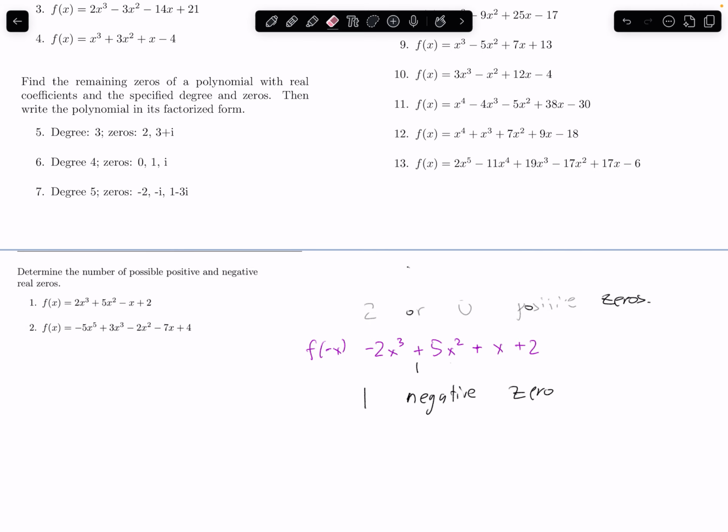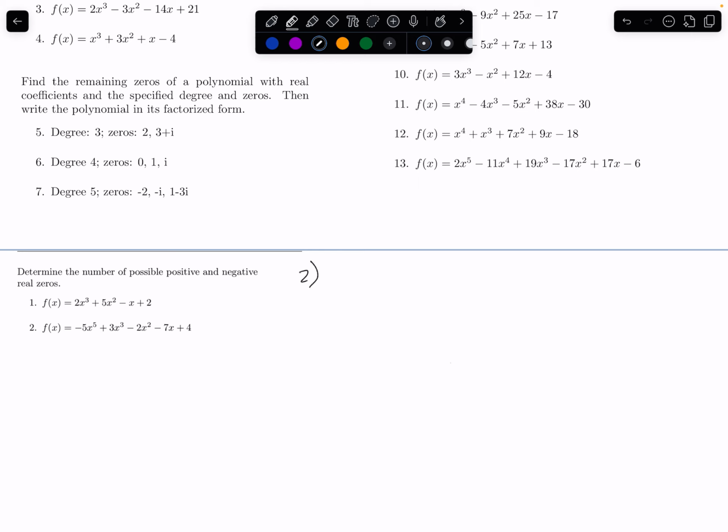Okay, number 2. Pretty easy, right? Number 1 and 2, very easy questions actually. Just applying that rule right away. Okay, number 2, you got f of x equals that whole thing. Let's count our number of sign changes. So here's negative to positive. So I got our first sign change. From positive to negative, second sign change.